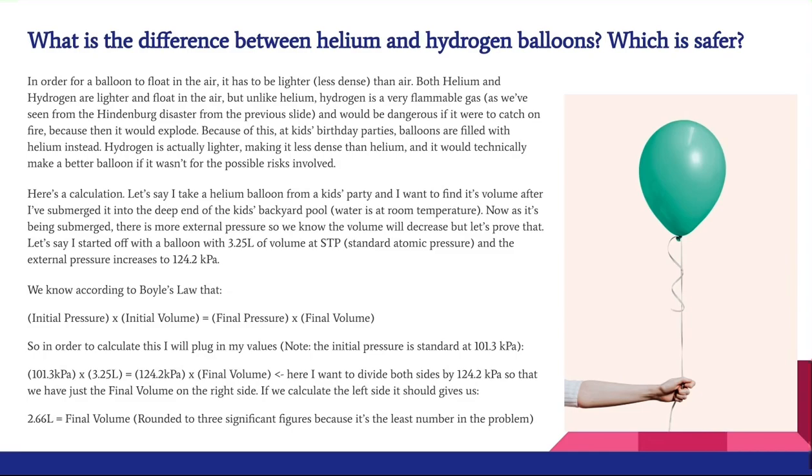Now, we don't know the final volume, so what we want to do is divide both sides by 124.2 kPa, so we can isolate just the final volume on the right side. If we calculate the left side, it should give us 2.66 liters, which is the final volume. Now, we're going to round that to 3 significant figures because it's the least number in the problem.